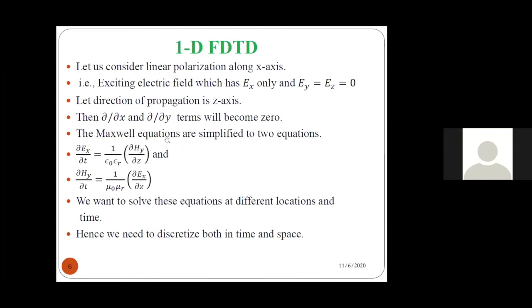The two simplified Maxwell's equations for these conditions are, first, the electric field variation along the x direction. Whenever we have E field variation along the x direction, we won't have EY and EZ components; those will be 0. And we know that E field and H field are perpendicular to each other.